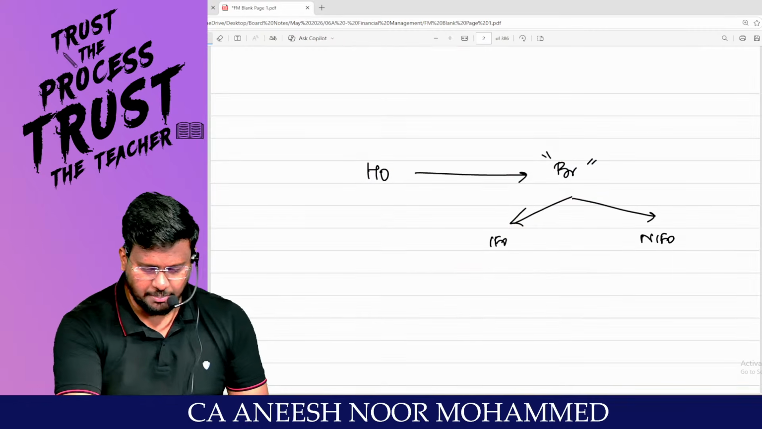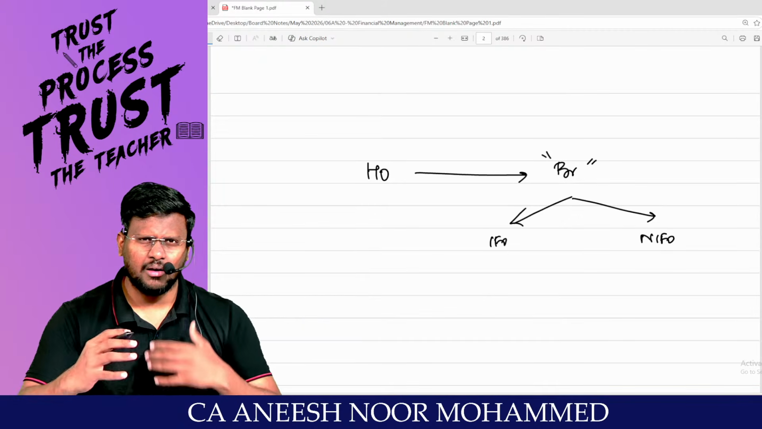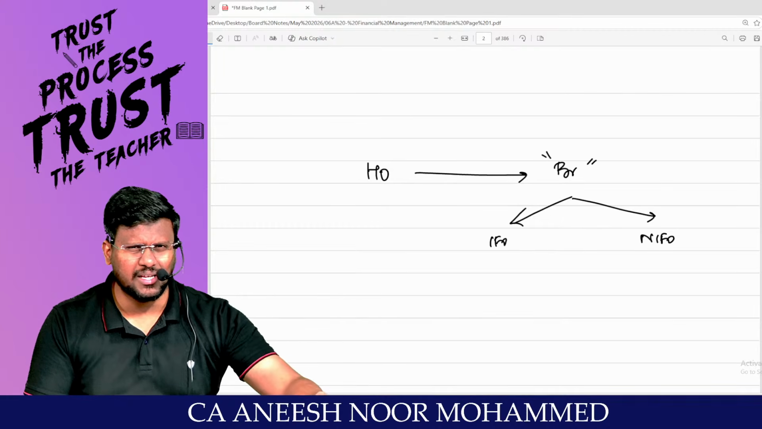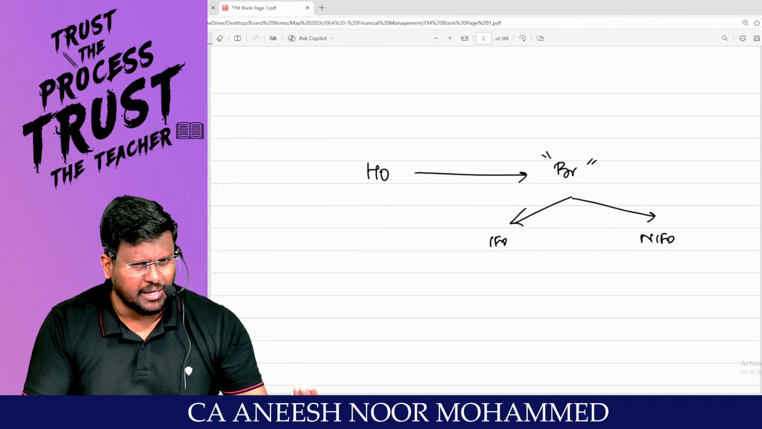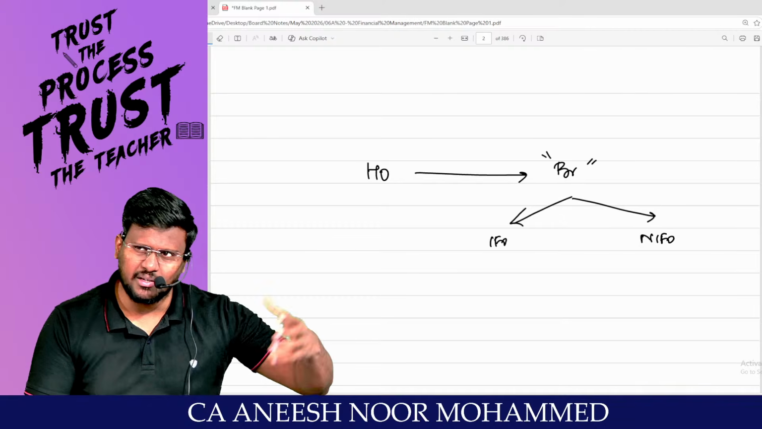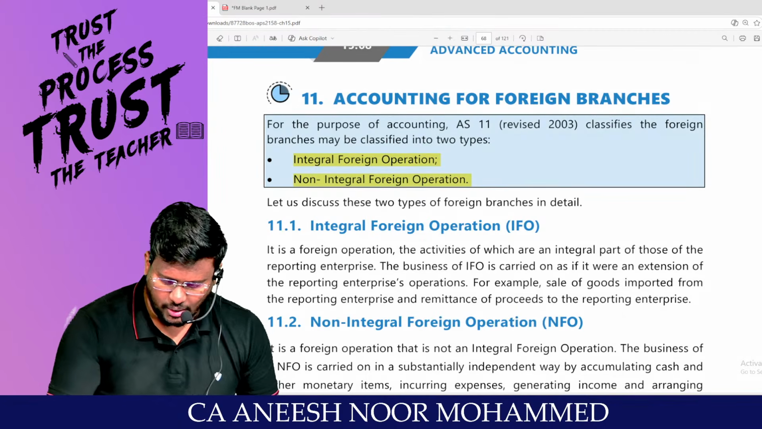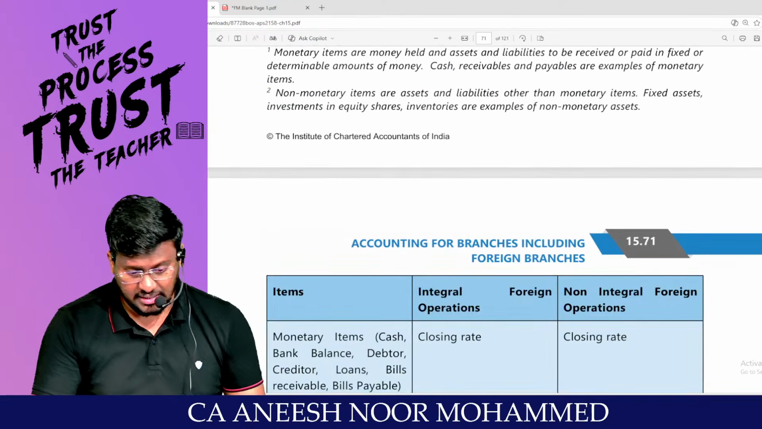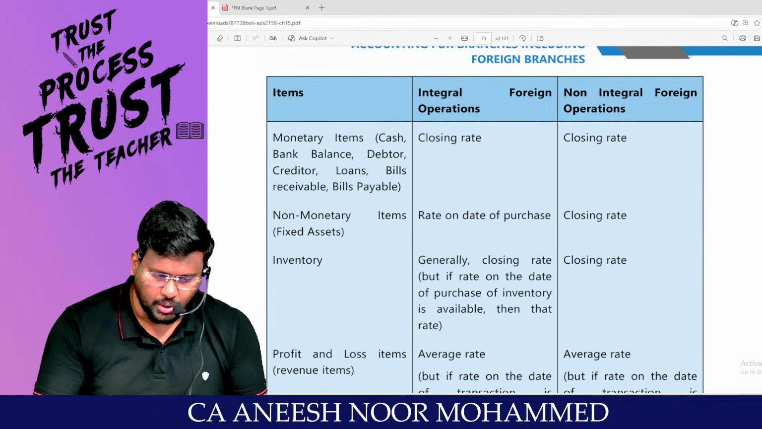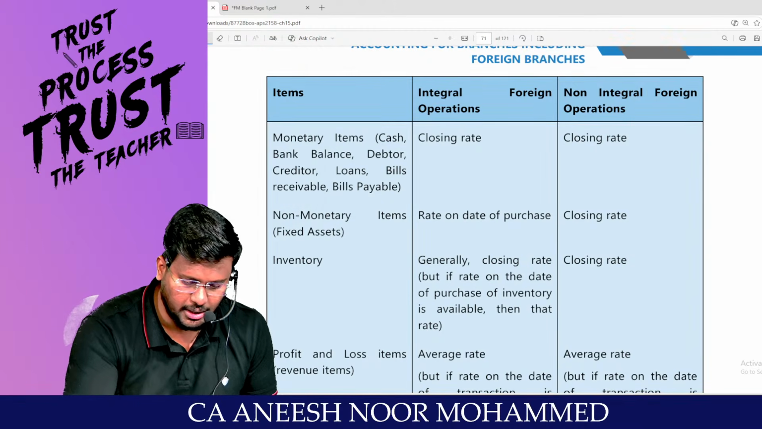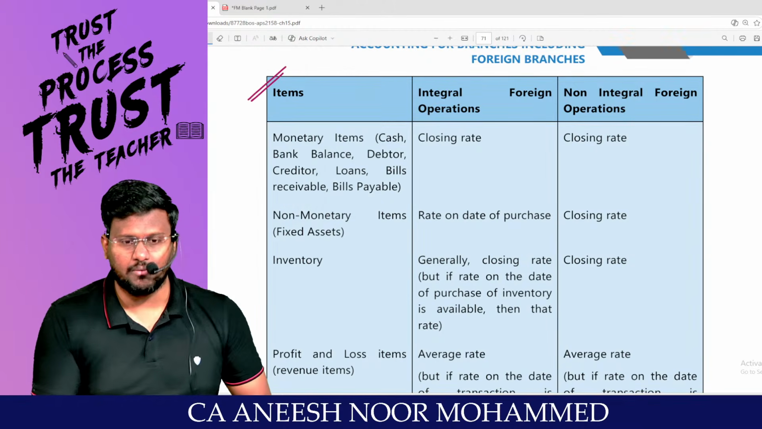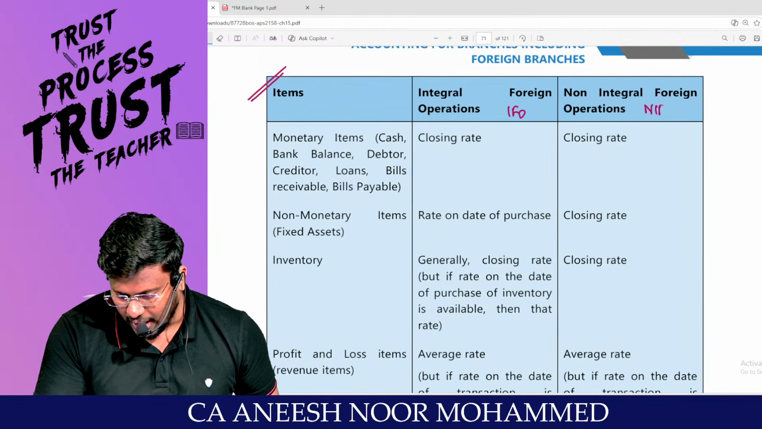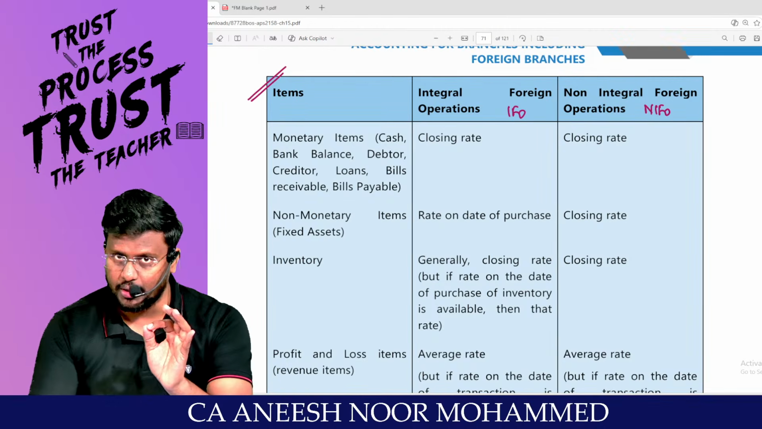That means if this branch is working according to their own will and wish, then they are NIFO. But if the goods we are sending, money we are sending, books of accounts we are maintaining, and they will be taking decisions after asking us, then that is called IFO. What is the topic to be asked in exam? It's very simple. Its conversion will be asked. The 5 mark to 7 mark will be in our pocket. Whether that branch is an IFO or NIFO, 99.99% they will test only IFO.